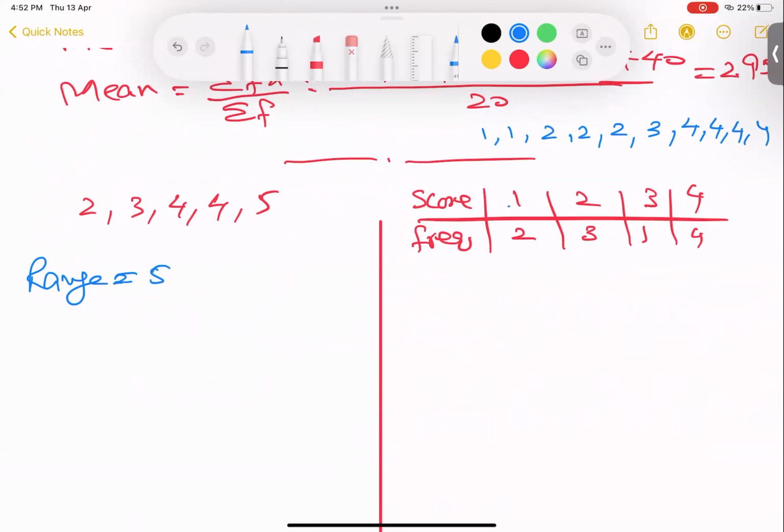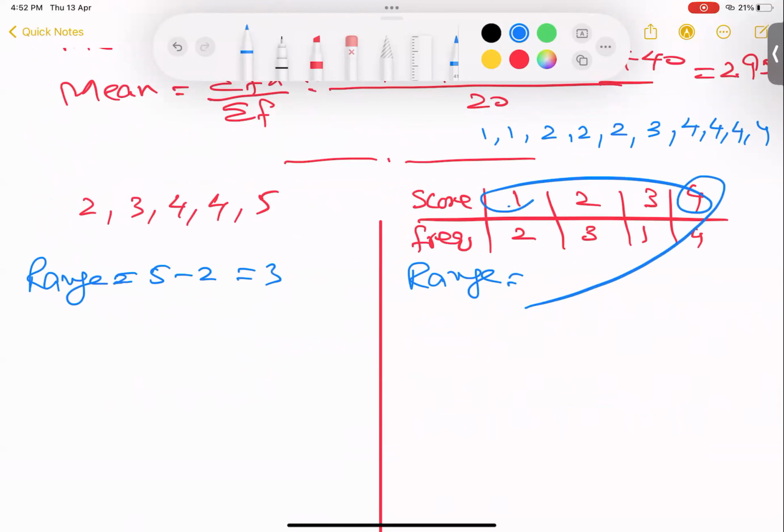Highest value is 5, lowest is 2, answer is 3. Over. What's the range here? So range is so simple. Highest value 4, lowest is 1.